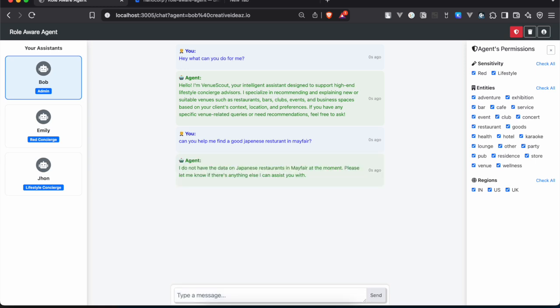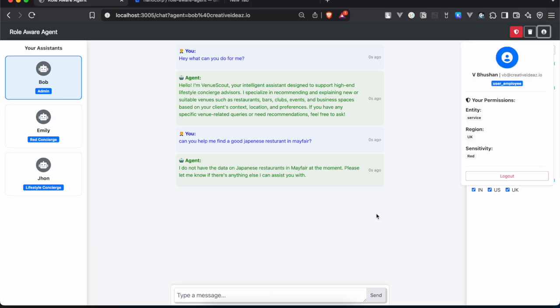So I've requested a Japanese restaurant. It says: I do not have data on the Japanese restaurant in Mayfair at the moment. Please let me know if there is anything else I can help with. So you can see that even though Bob has knowledge of the data, Bob did not respond because I do not have access to the data.